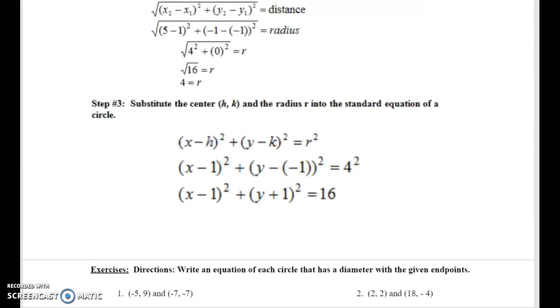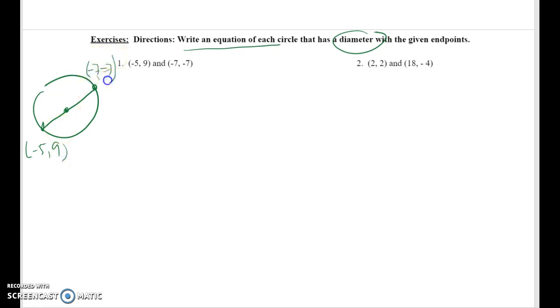All right, so first things first, again, that's just an example. We're going to do the exercises below. Write the equation of the circle that has a diameter with the given endpoints. So again, they give us 2 points. Those are endpoints of the diameter, so I'm going to draw a picture. -5, 9, doesn't matter which one I put where, -7, 7. Okay, and first things first, to write the equation, we need the center. So we know the center is the middle point of this segment here.